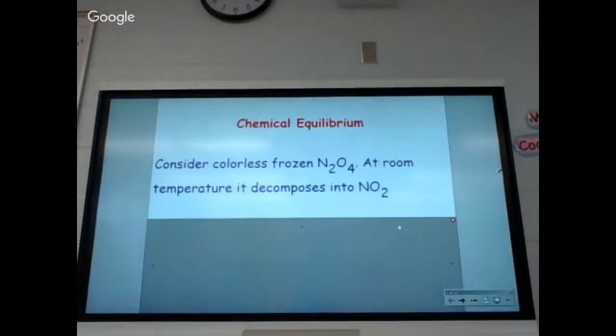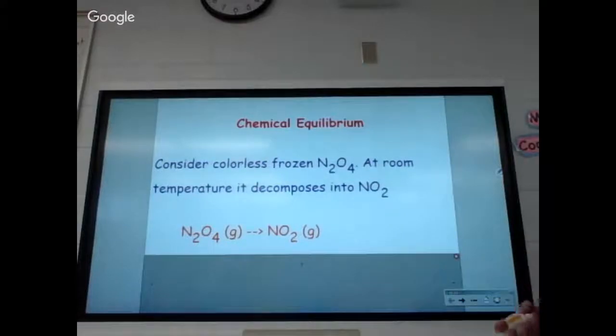All right, it's colorless and frozen. At room temperature, it's going to fall, right? Well, it's going to decompose into NO2. How do we write its name? Nitrogen dioxide. Okay? Now, this is actually a reversible reaction. Remember, when we talked about chemical equilibrium, we said in order to have chemical equilibrium, reactions have to have how many processes? 2. You have to have 2 opposing processes, and they have to occur how? Equal rates. Okay?